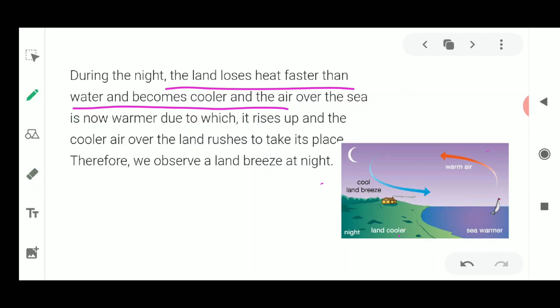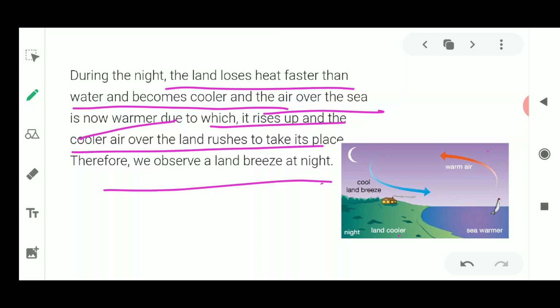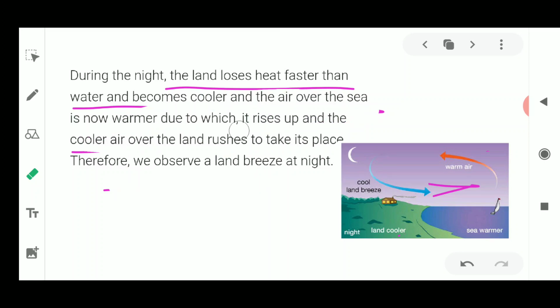So the concept is, the land loses heat faster during night time and becomes cooler, and air above the sea is now warmer, due to which it rises up, and the cold air above the land rushes to take the place of the area which is just above the sea. Okay, this is now known as the land breeze, and land breeze always blows during night time. Fine. So this was about land breeze and the sea breeze.